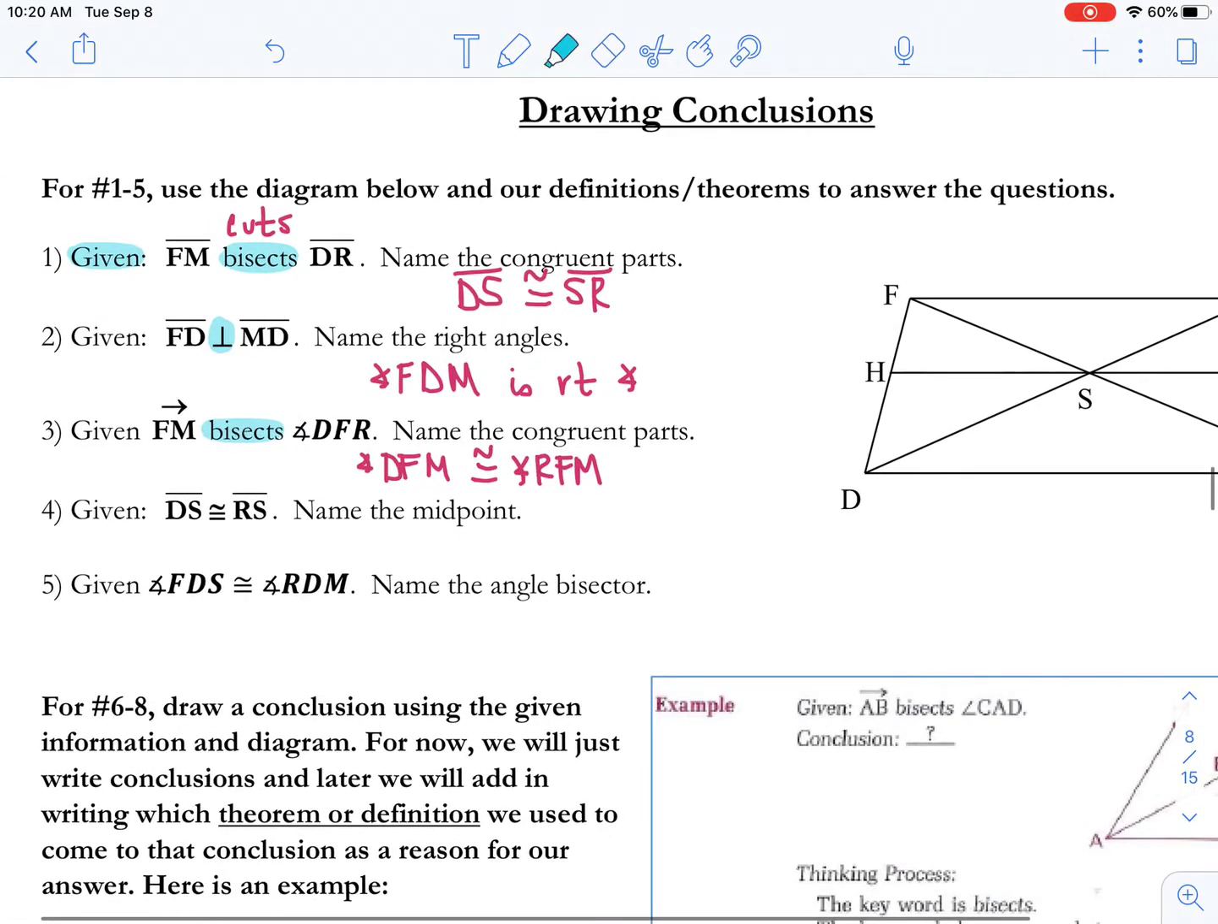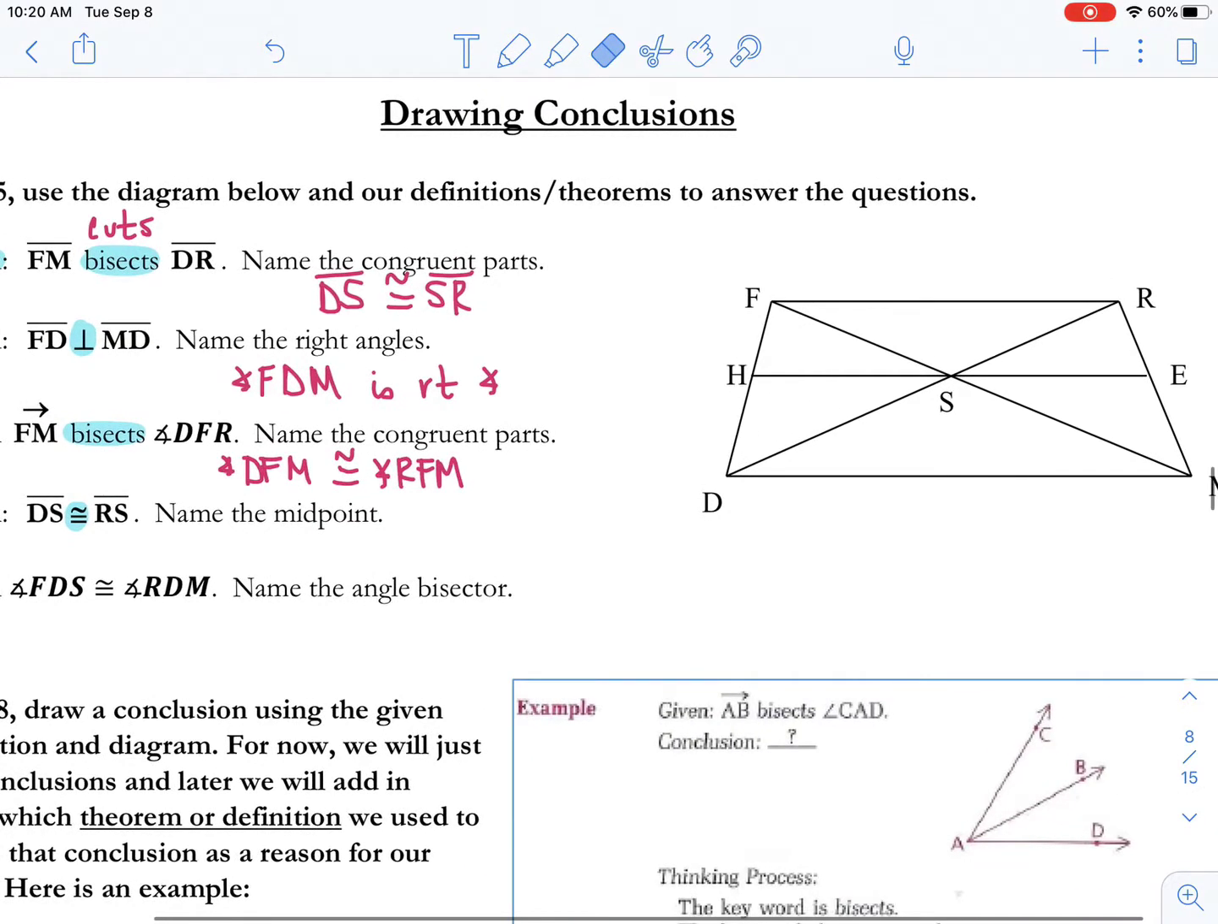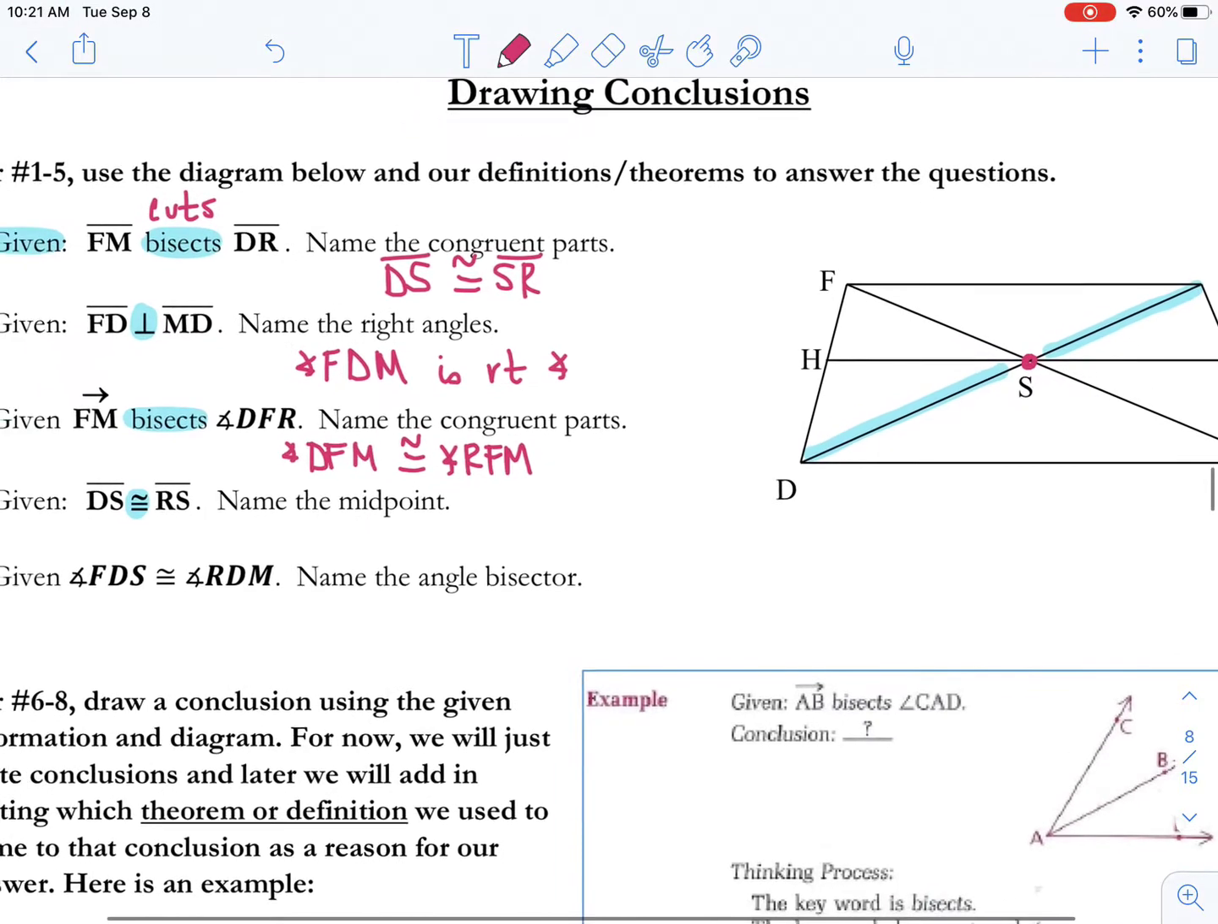All right, number 4 says that these 2 segments are congruent, so the conclusion is there must be a midpoint somewhere. If we look at the diagram, if segment DS is congruent to segment RS, then this point in the middle of them should be the midpoint. So we can say S is the midpoint.